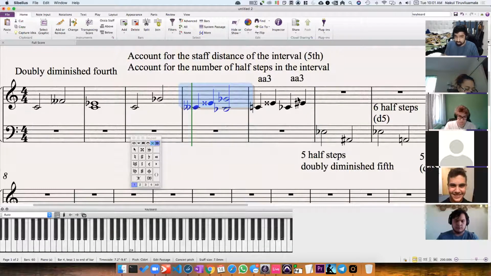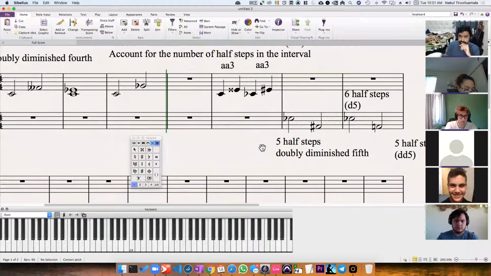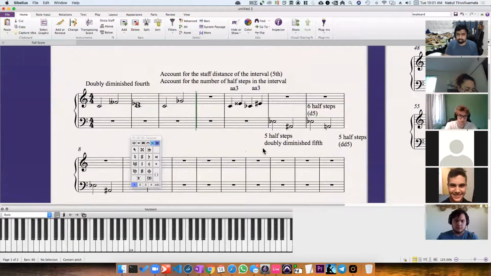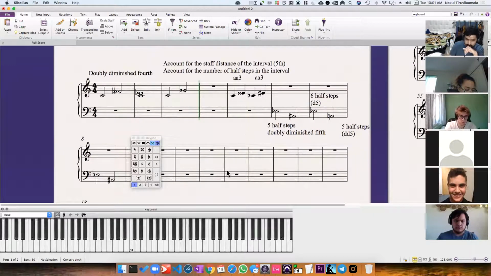So hopefully that makes sense. Okay. So I wanted to discuss chords. I want to review chords a little bit more, because I know, oh yes, there's a question in the chat.